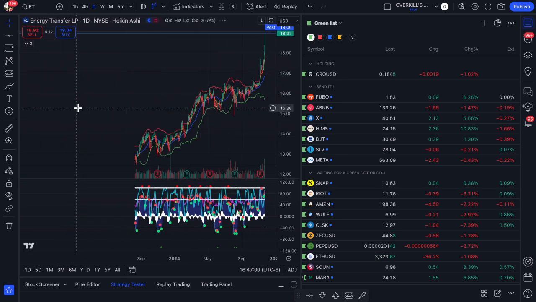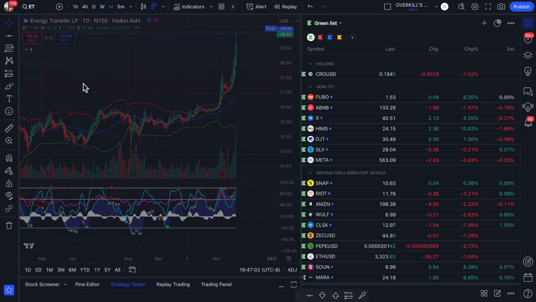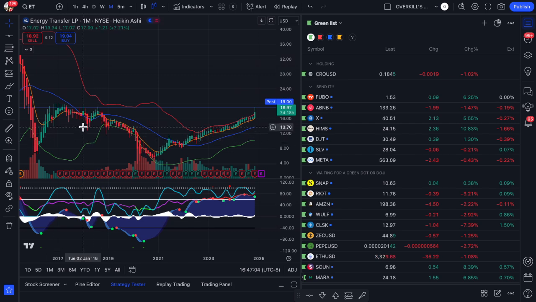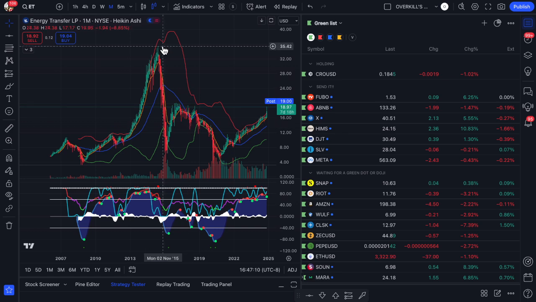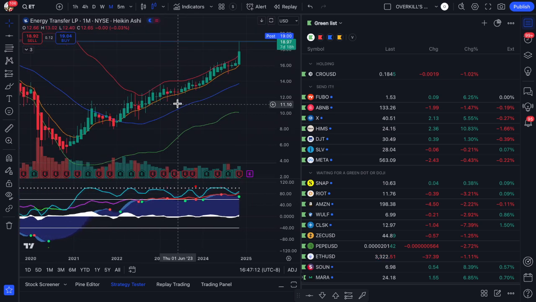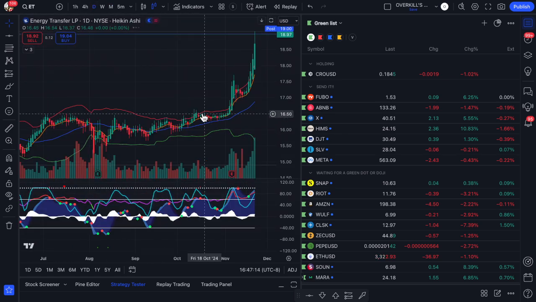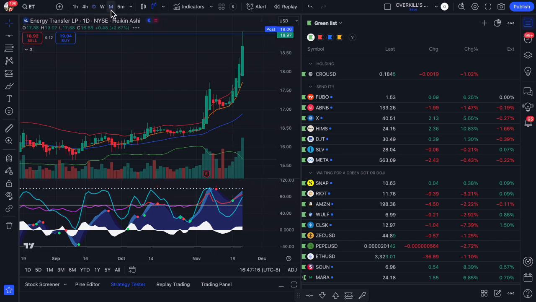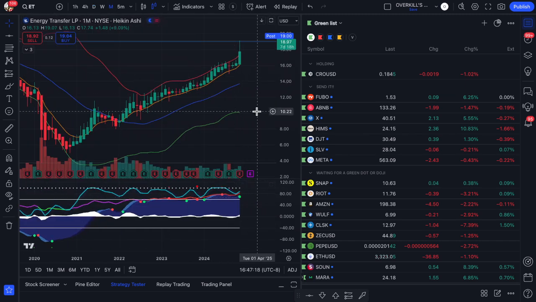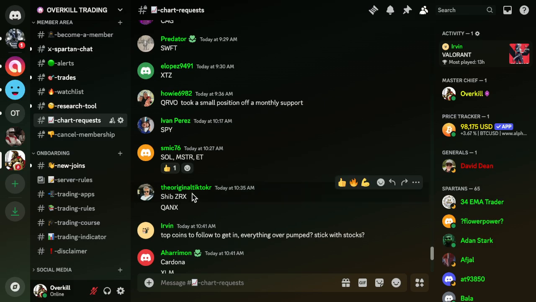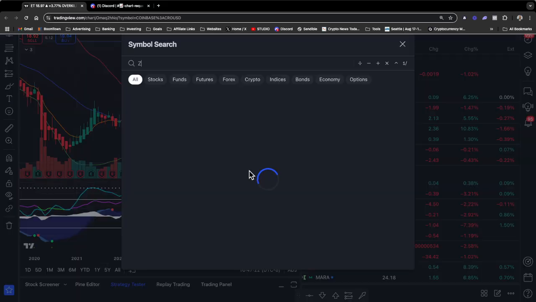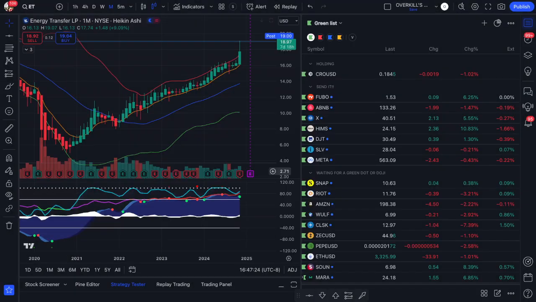So I think these energy names are going to do really good under Trump just because he wants to bring energy and oil production back to the United States. So the United States-based companies should benefit from that. And that thing has a long way to go to all-time highs up there at 35. This one looks good. Okay, again, buying all the daily dots now that we have the monthly confirmation. Shiba, we covered. ZRX, I believe we covered. Yep, we covered that one.